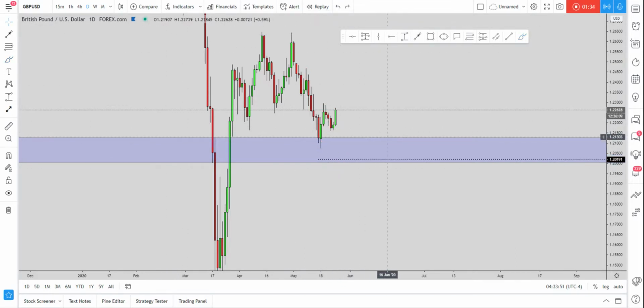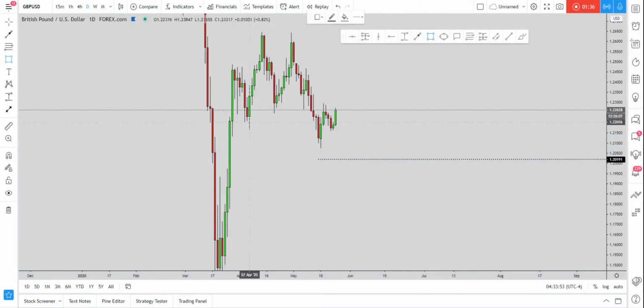Because from a daily perspective, we have the impulse, we have the correction, we also have previous support at this level. It was support here, it's again support here, it's strong resistance at this level, and the market can continue to the downside, creating, as we said, that information and completing this impulse correction and impulse pattern to the downside.